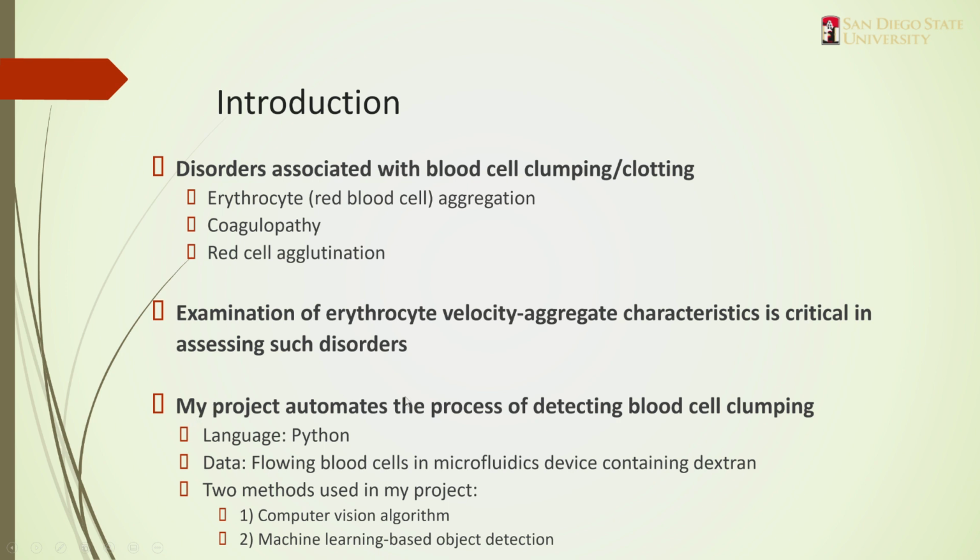My project automates the process of detecting blood cell clumping. I wrote my project in Python, and for data I used flowing blood cells in a microfluidics device containing dextran. To detect blood cell clumping, I first needed to detect the blood cells themselves. For this I used two methods, a computer vision algorithm and machine learning-based object detection. Then I combined the two and detected clumping very successfully.